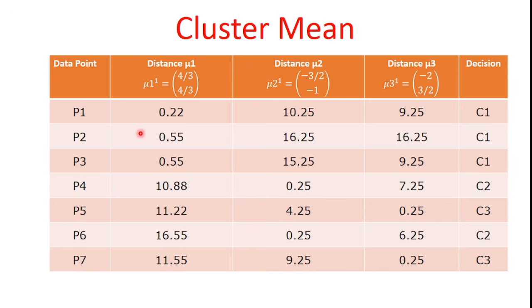Same way, repeat the process for P2, P3, P4, P5 till P7. And if you see, interestingly, it remains the same. P4 and P5 belong to C2 and C3 respectively, and P6 and P7 belong to C2 and C3 respectively. Why? For P6, for the first cluster it is 16.55, for C2 it is 0.25 and for C3 it is 6.25. Out of these three, 0.25 is the least, so P6 belongs to cluster 2.